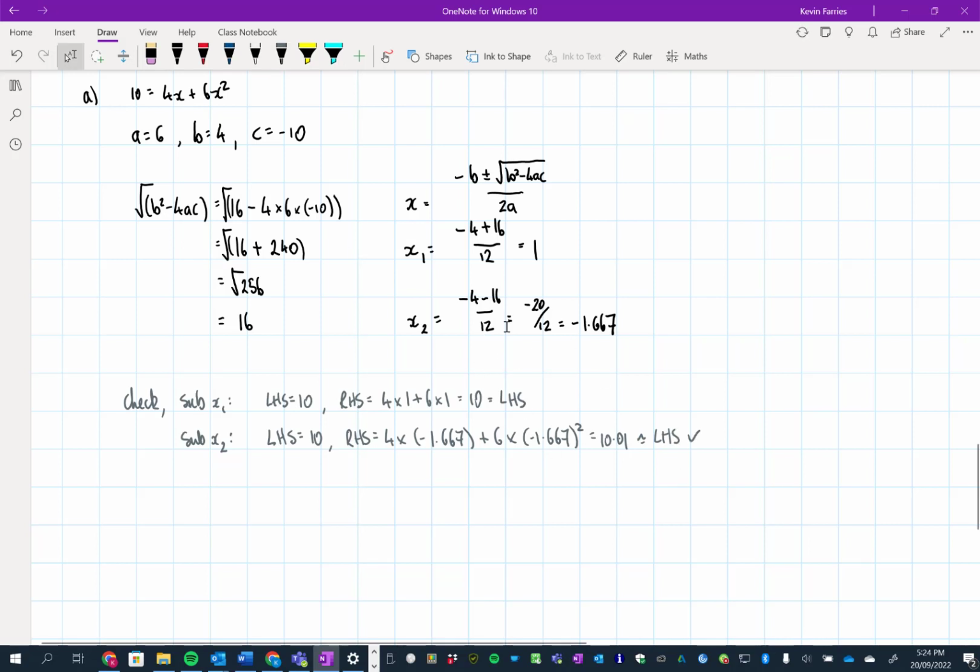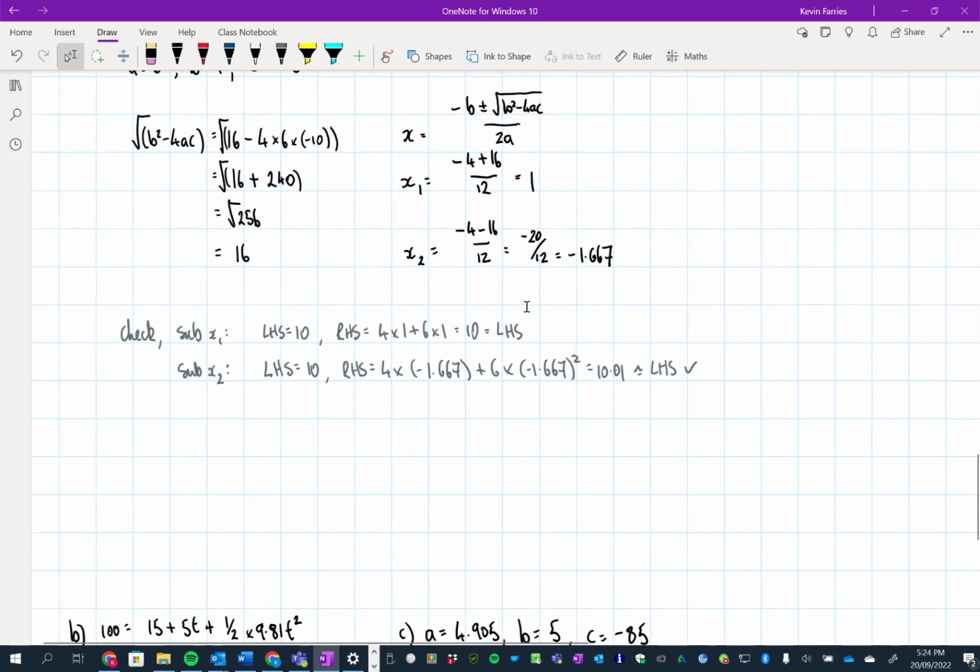Now, if this was a practical problem, say this was time, then you'd have to look at these and decide which one's sensible. You know, is a negative answer sensible? Is 1 second sensible? And then choose the answer that's most appropriate for your solution. It might be both of them are an answer. You just have to think about what the problem's saying and try and figure out which of the answers is a sensible answer. Okay, let's try the next one now.